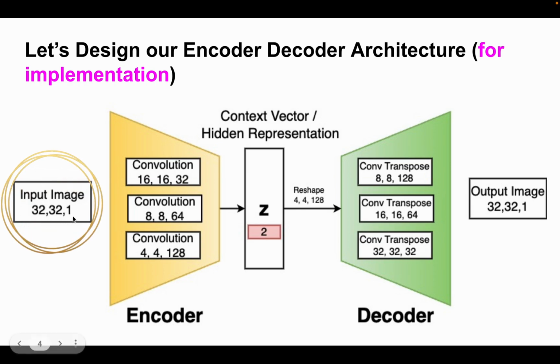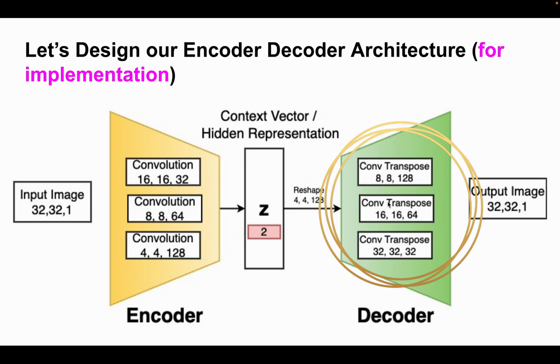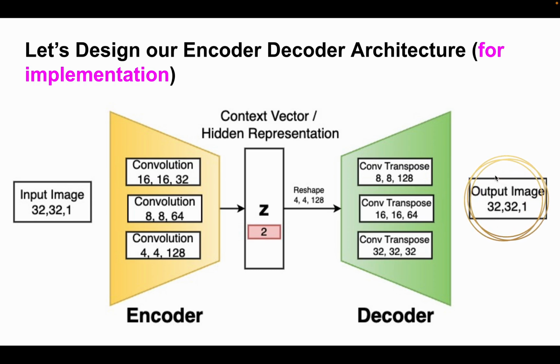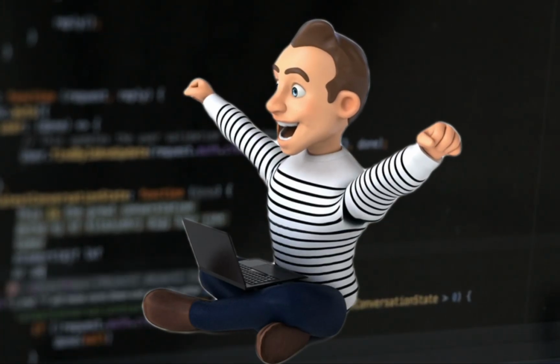The input image that we will be dealing with during implementation will be of resolution 32x32. It will have one channel because it will be black and white images. This encoder will consist of 3 convolutional layers, and we will be using a stride of 2 to halve the size of the output at each layer. Now this decoder is the mirror image of this encoder. Instead of convolutional layers, we will use convolutional transpose layers. And finally, the output image that we will get from this autoencoder will be of resolution 32x32. Now let's start with the implementation of this encoder-decoder architecture.